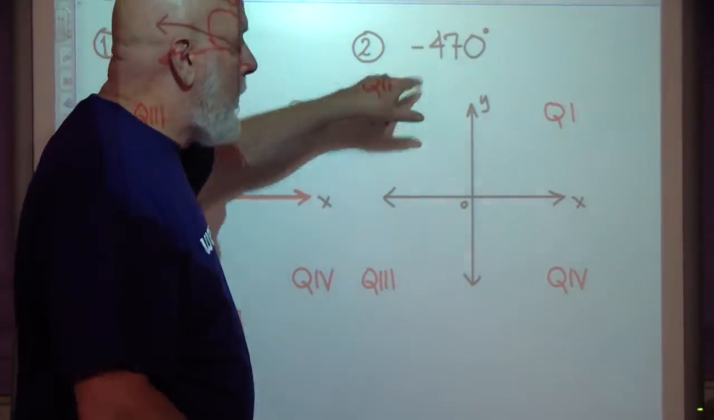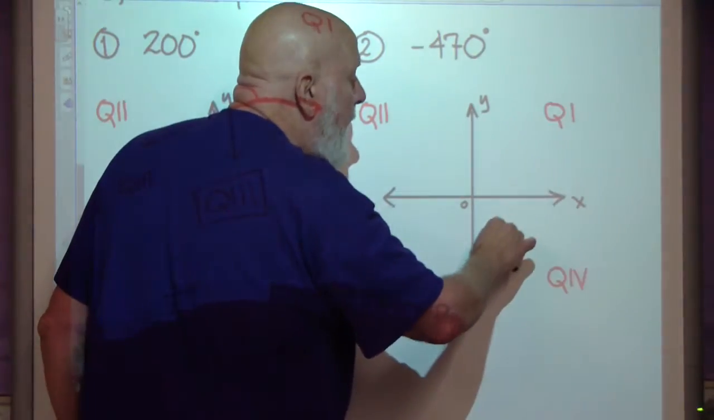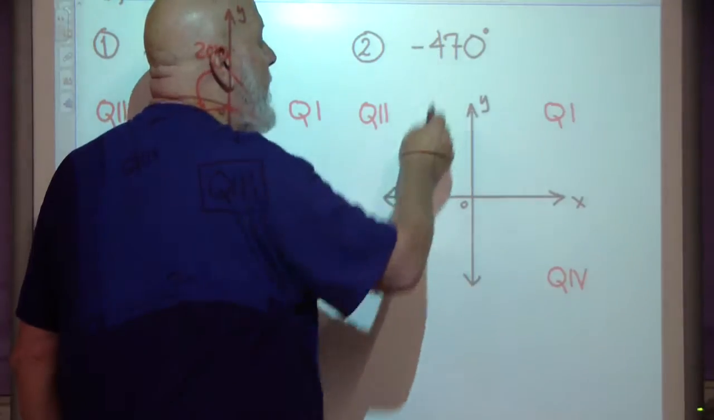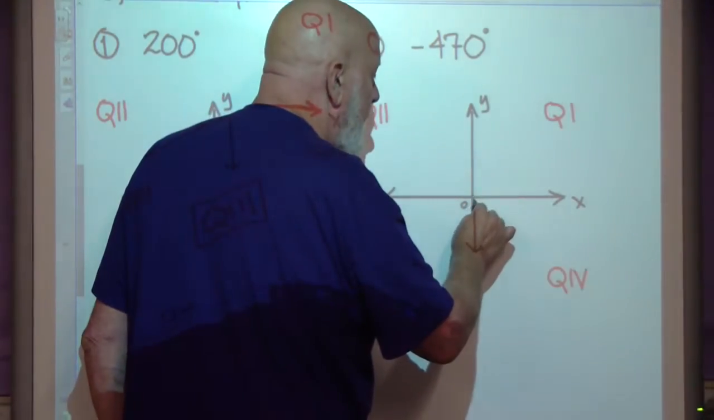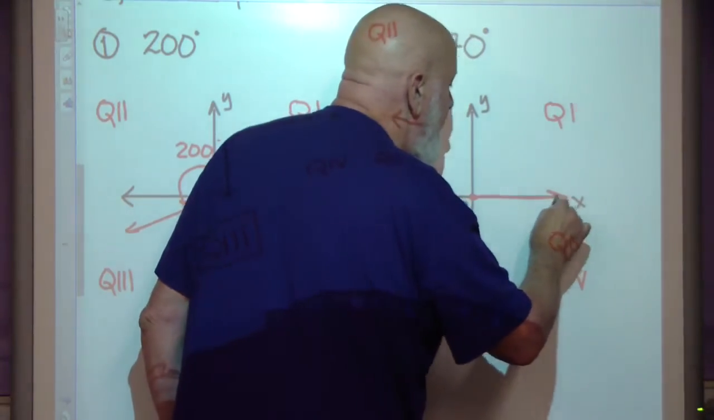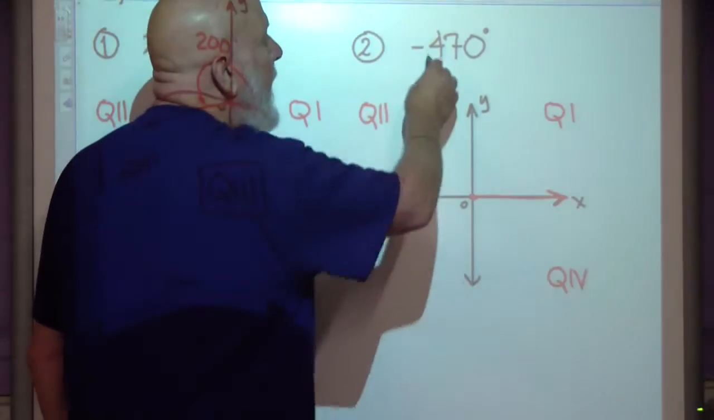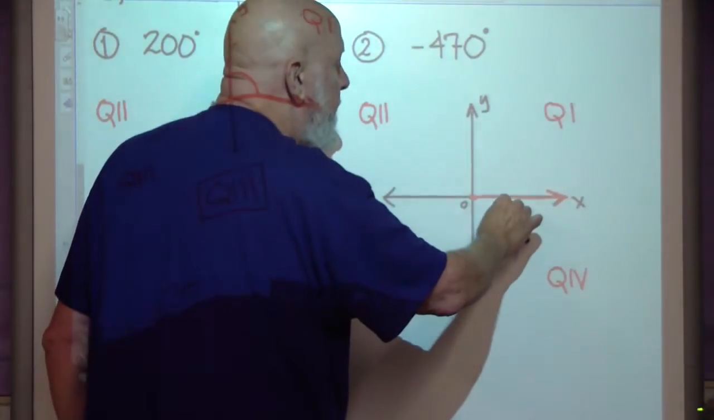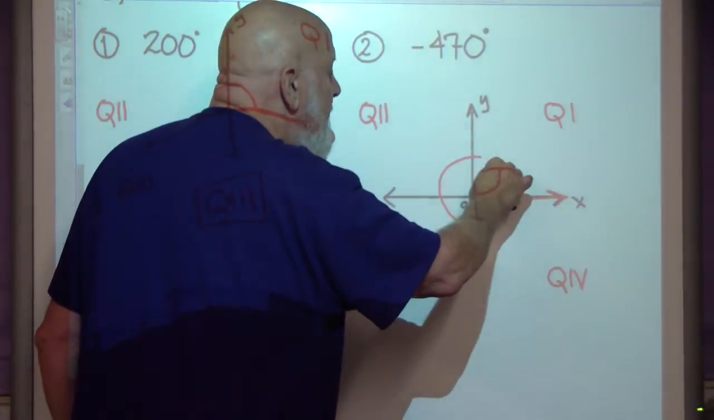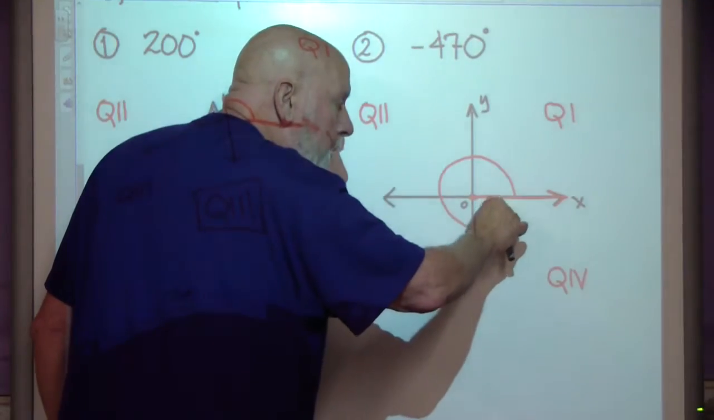Negative, that means we're going to be rotating in this direction, clockwise, 470 degrees. So let's see how we would do that. I'll show you how I would do it. There's my initial side. I'm going to rotate negative 470 degrees. Well, here's negative 360 degrees. I want one full rotation.